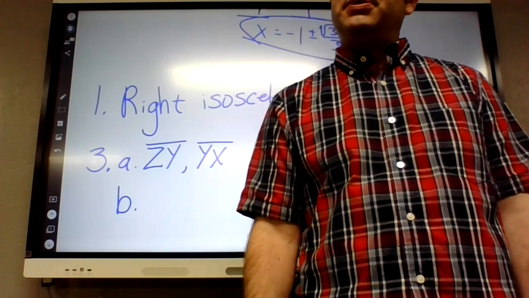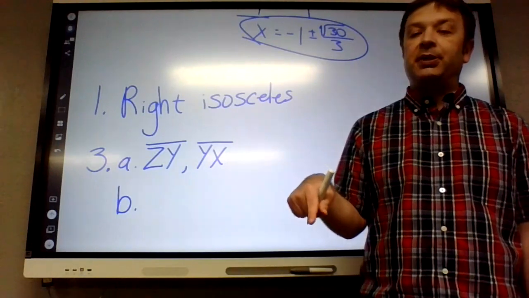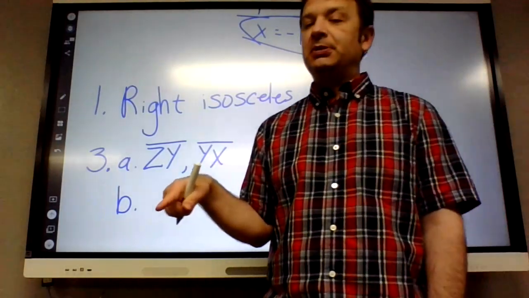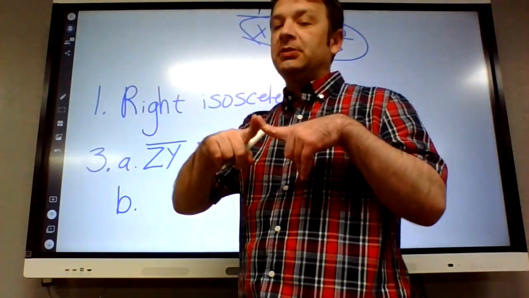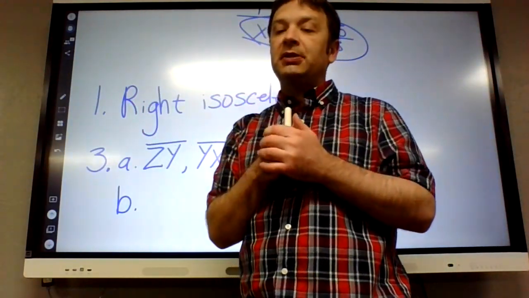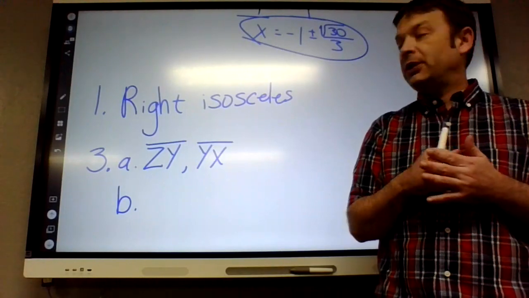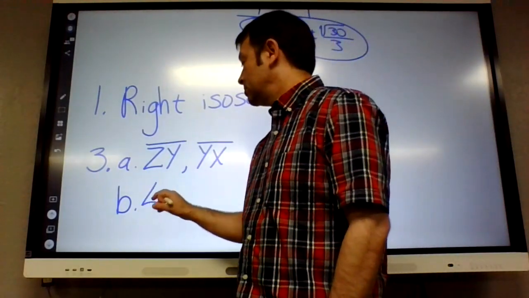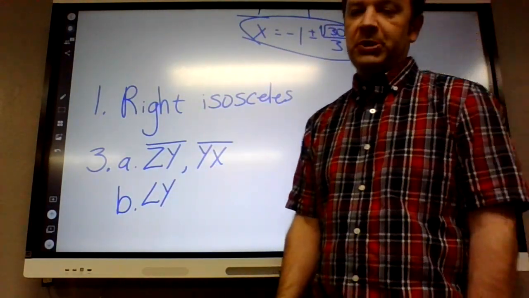B, the vertex angle. So the vertex angle, that applies to isosceles triangles. You guys remember what it was? It was the angle between the two equal sides, or the vertex between the two equal sides. So what angle is the vertex angle on number 1? Y. Angle Y. Between the two equal sides.